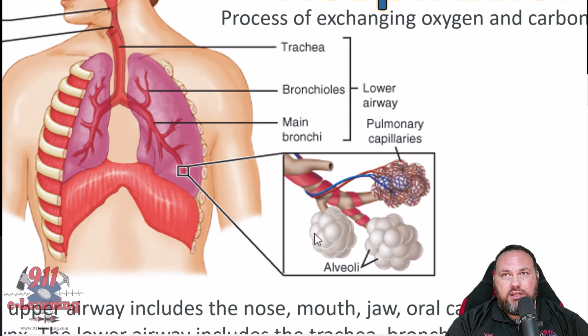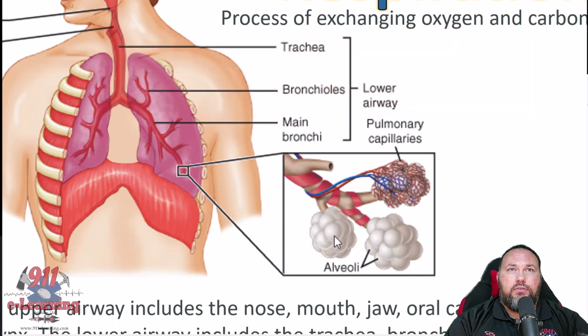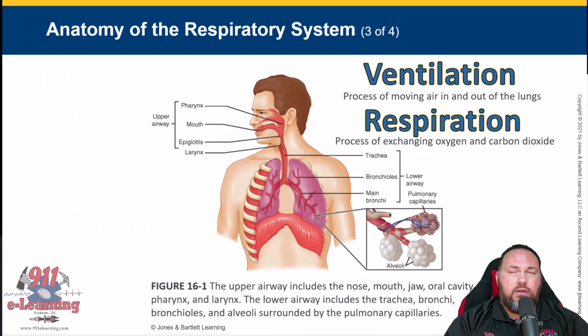You will see that also in asthmatics, especially severe asthmatics, where these vessels, the bronchioles and the alveoli, start to collapse. They get really small and tight, and when that happens, you can't move enough air in and out. So in the next video, we'll talk about the signs and symptoms that we run into with any of those different situations.